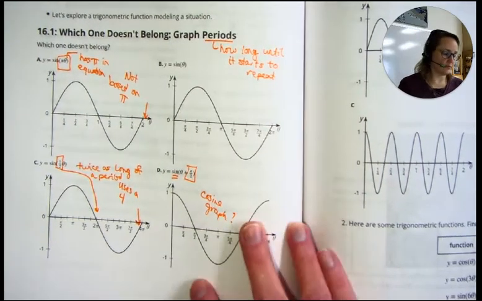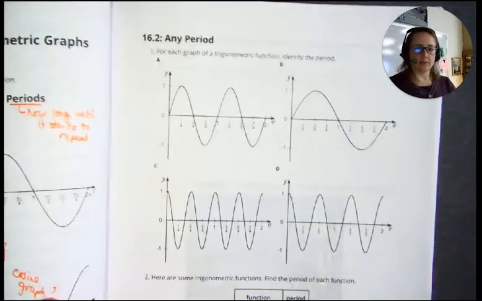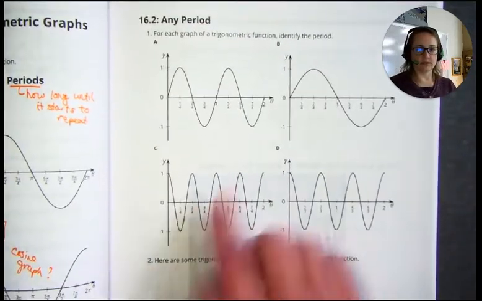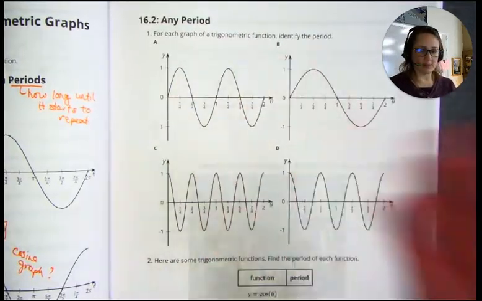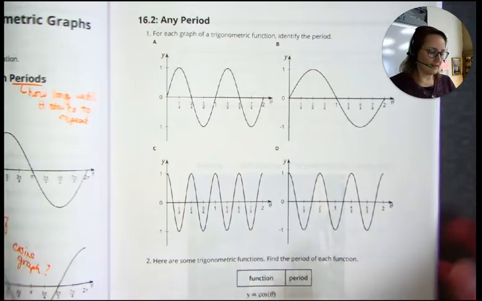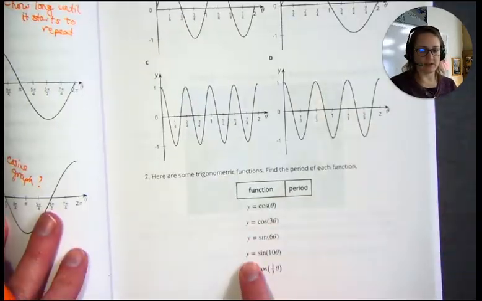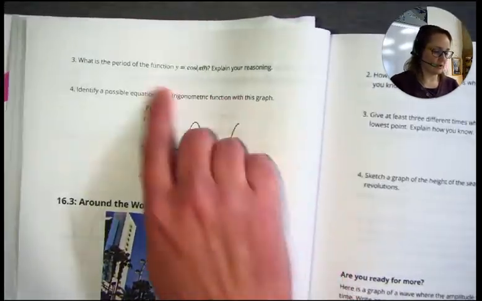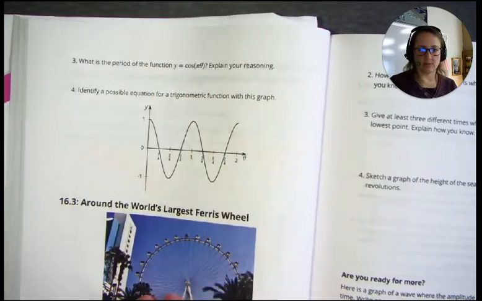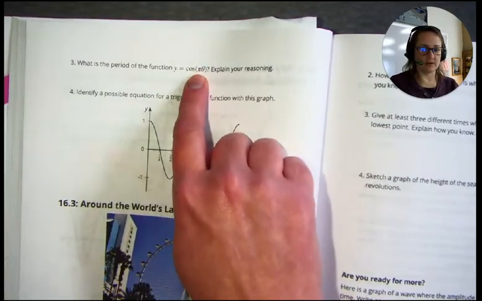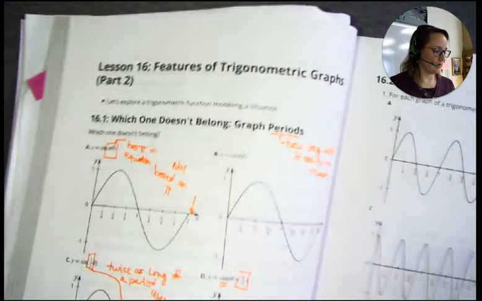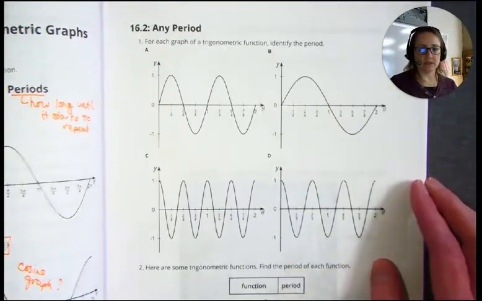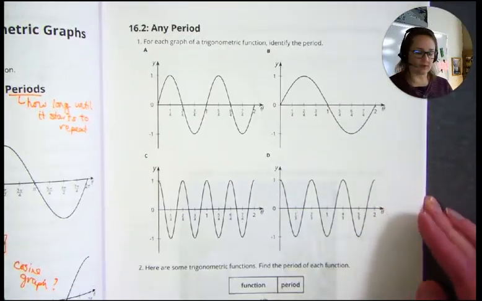But let's continue forward. We need to be able to take a look at 16.2 and describe the period from a graph, and then I see that we're going to identify the period from just an equation, and this one goes on to the next page too to start thinking about how we could use it from there. Now that right there is where we're going to see something from our warm-up. Okay, so anyways, let's look at each graph and identify the period.